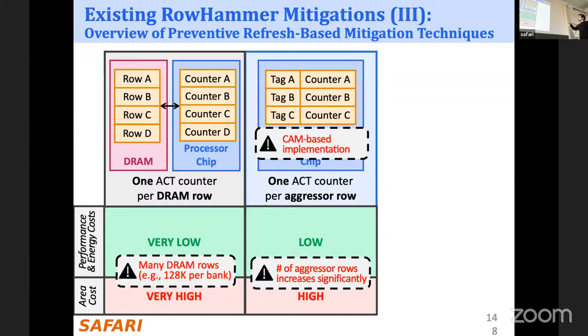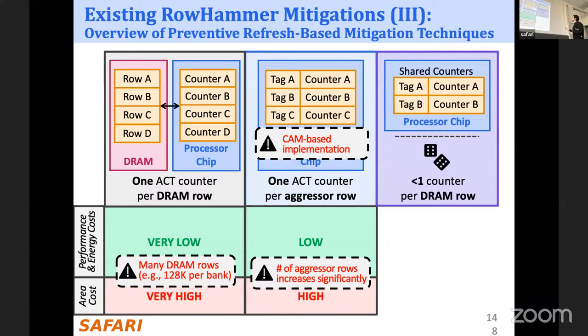And to actually have this sort of structure where you can find the activation count of a row based on its address, you need to implement some tags, and that requires a content addressable memory. And that kind of adds a constant cost to the area overhead of these techniques.